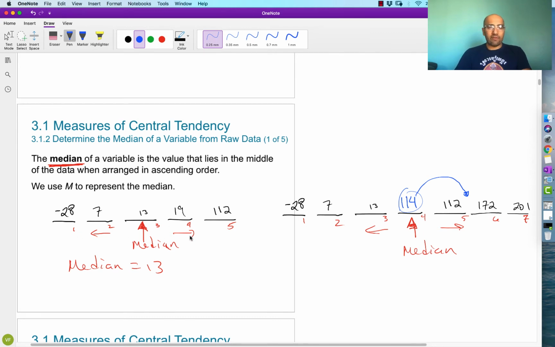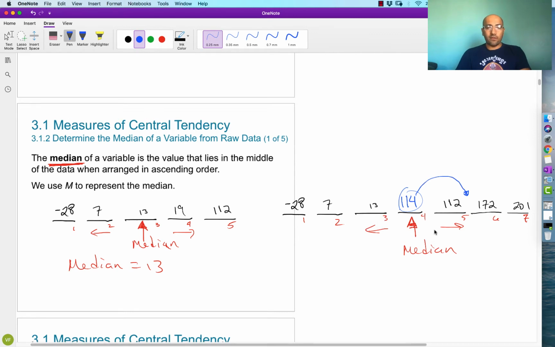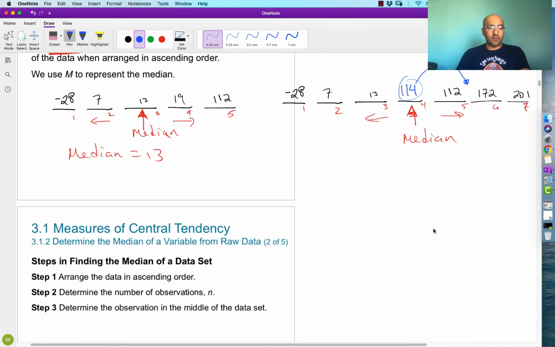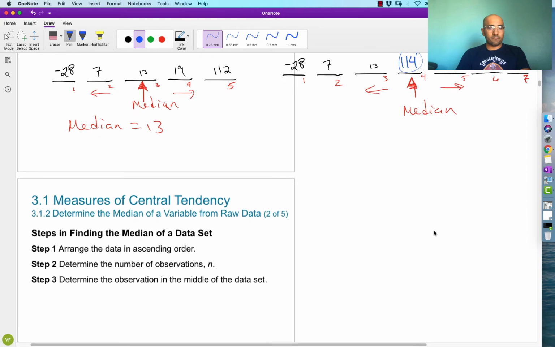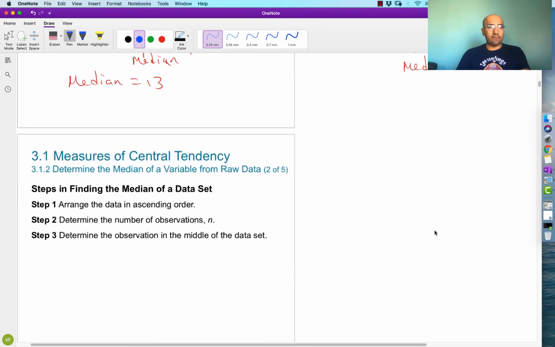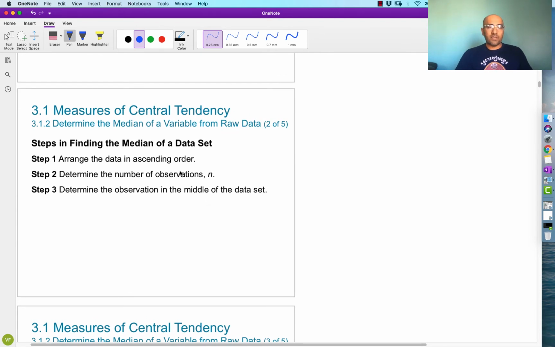As long as we have an odd number of entries, we're always going to have a number right in the middle that divides up our set in a way where we have an equal number of entries to the left and an equal number of entries to the right, right? So here is our set of instructions for finding the median. We're going to arrange the data in ascending order from smallest to largest. Got to do that first.